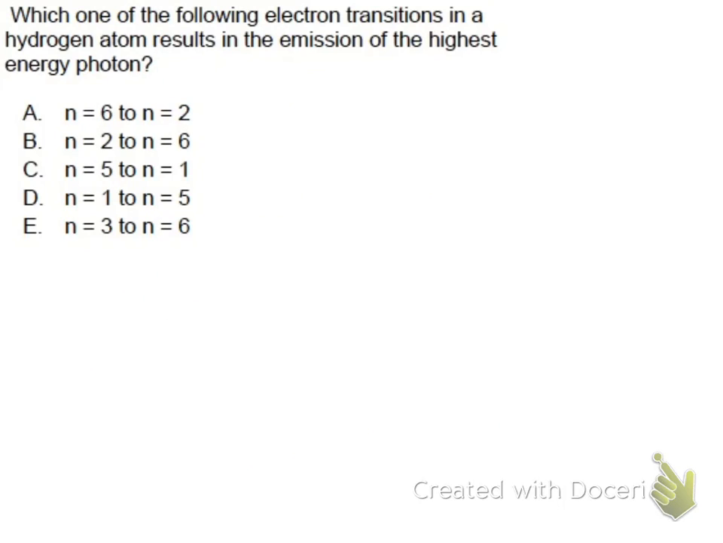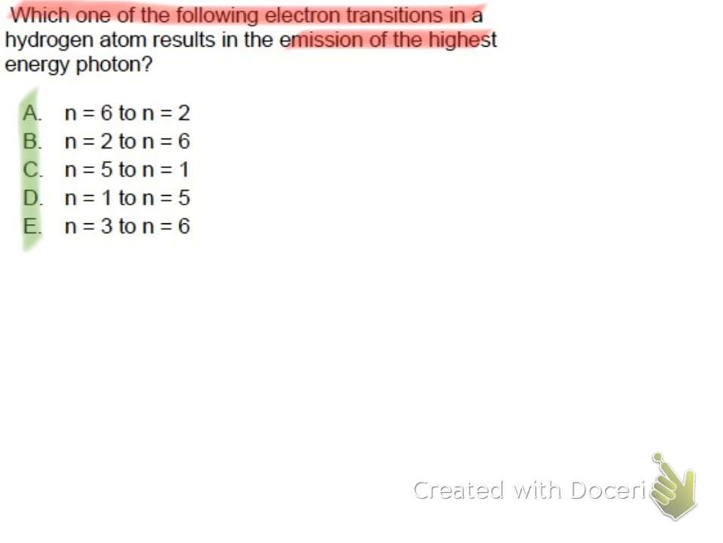Moving on to our next problem. Here we can have a look at what are we being asked for. Well, we're going to have some answer choices. We need to know which electron transition is the highest emission energy. And what we're being given are just some answer choices.